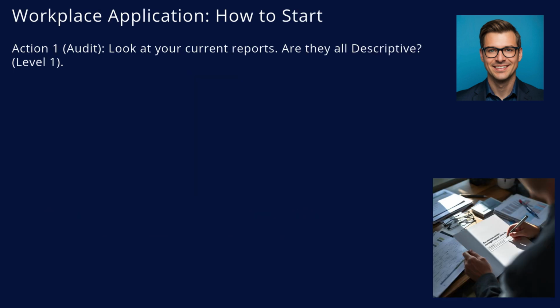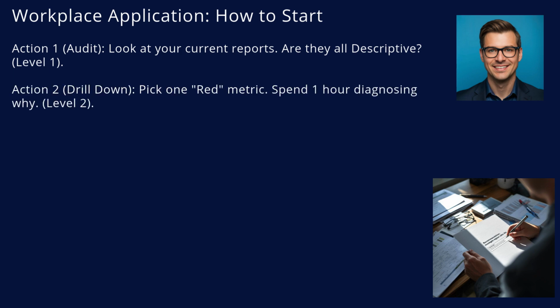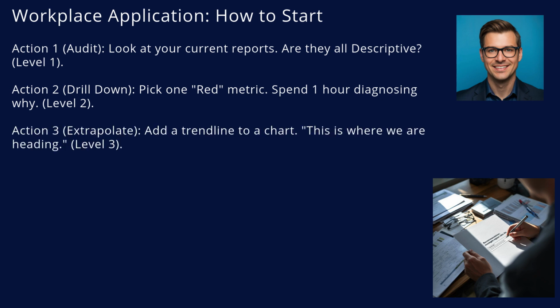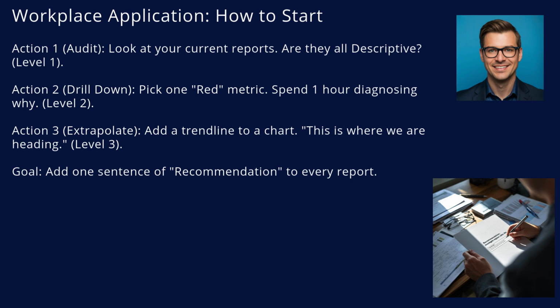Here is how you can apply S49 tomorrow. Action 1, audit. Look at the reports you send out. Are they all just, what happened? If so, you are stuck at level 1. Action 2, drill down. Pick a metric that is red or underperforming. Spend 1 hour finding out why. Use segmentation. Move to level 2. Action 3, extrapolate. Add a simple trend line to your charts. Show the stakeholders where the data is going, not just where it has been. Your goal is to add 1 sentence of recommendation to every report you send. Transition from reporter to advisor.